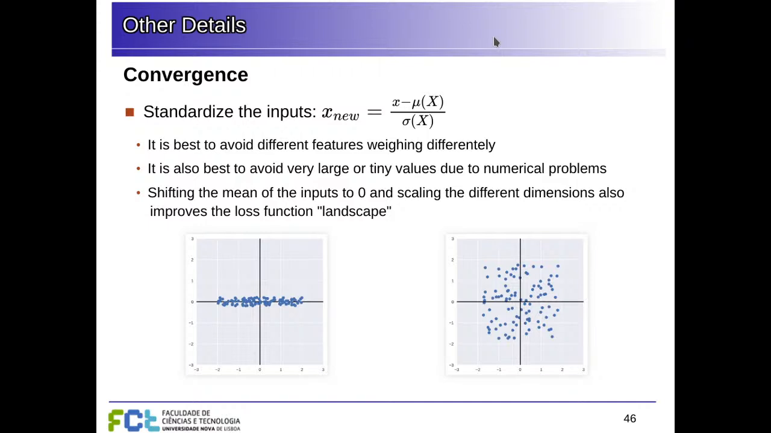So it's always useful to put everything at the same scale, avoiding the combination of very large and very tiny values, also because of numerical problems. Shifting the mean of the inputs to 0 and setting all the dimensions at the same scale makes it easier for the network to learn.